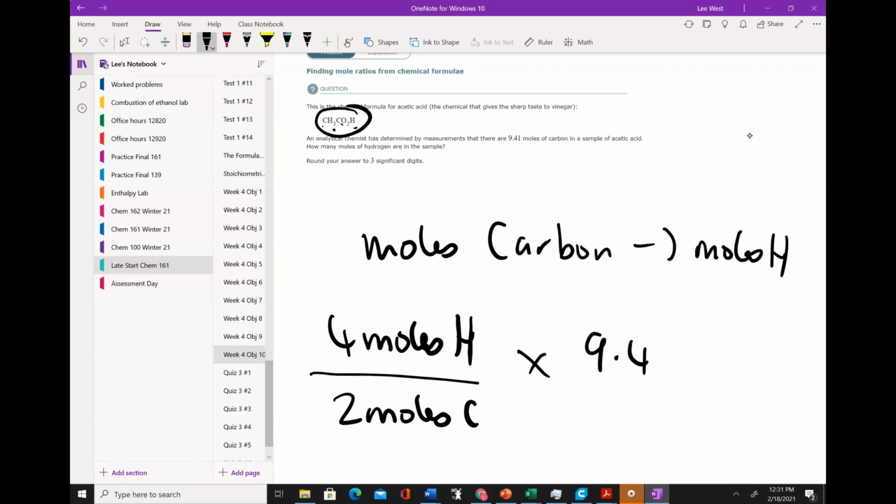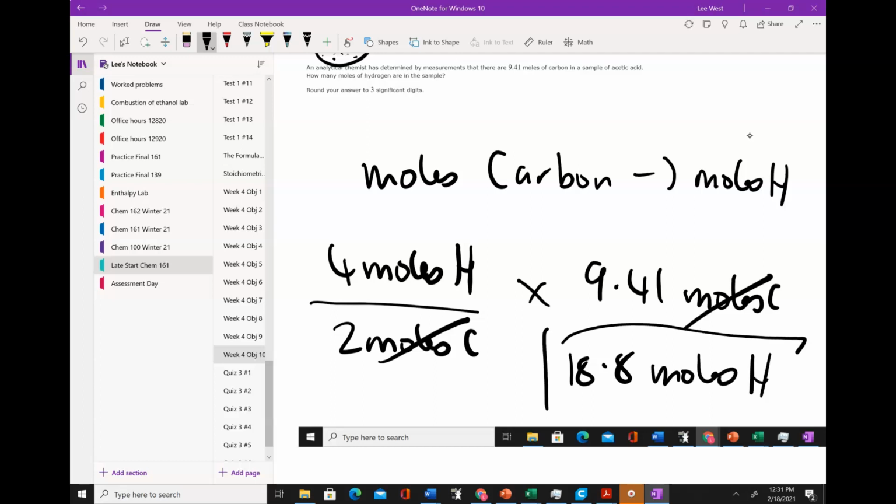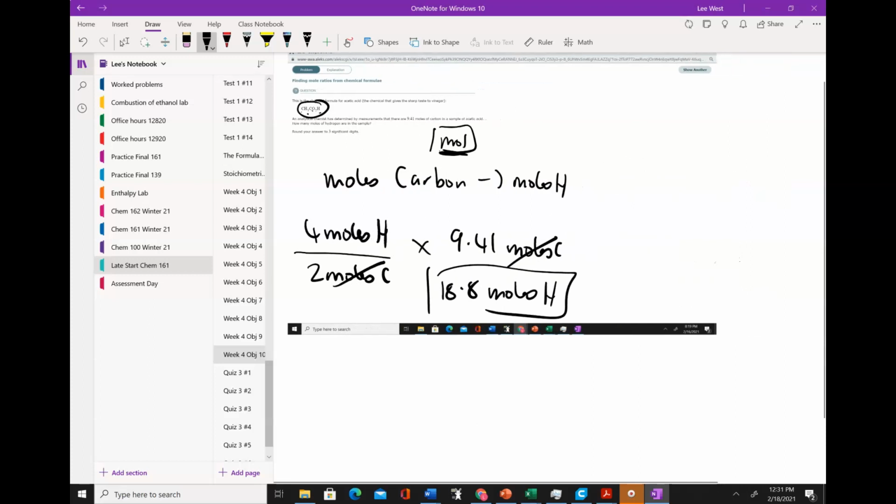So there we go. That's going to be my answer. So I basically just got to multiply my number that was given by 4 on 2. 9.41 times 4 on 2. Or you could just multiply it by 2, couldn't you? So that ends up being 18.8 moles of hydrogen. There you go. Now the abbreviation for mole is MOL if you're interested. That's the official abbreviation. Okay, not too bad.